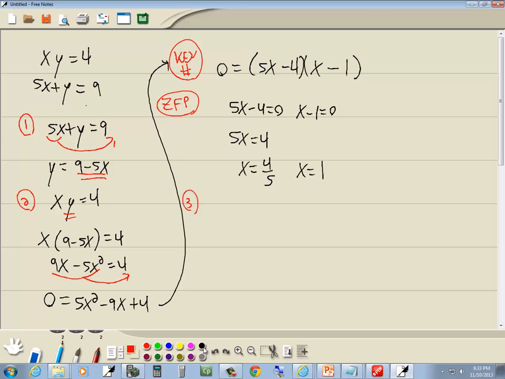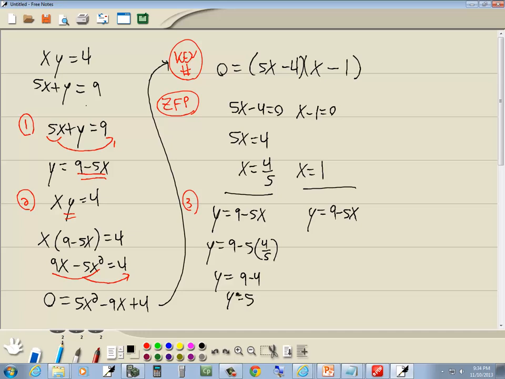Now step 3, we want to plug that into the equation from step 1. So we're going to take this and plug it into this y = 9 - 5x. It'll always be the perfect one to plug it into because it's always solved for the other variable. So we got y = 9 - 5 times 4/5. 5's would cancel here. We got 9 - 4, which gives us y = 5. So that answer would be (4/5, 5).